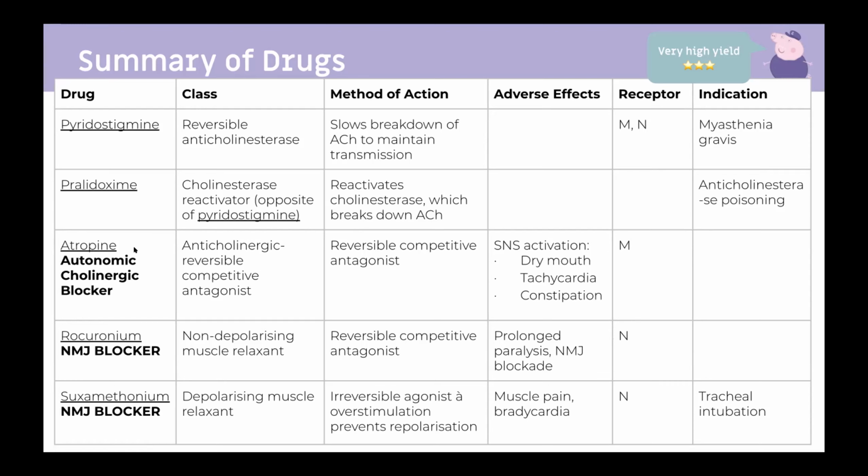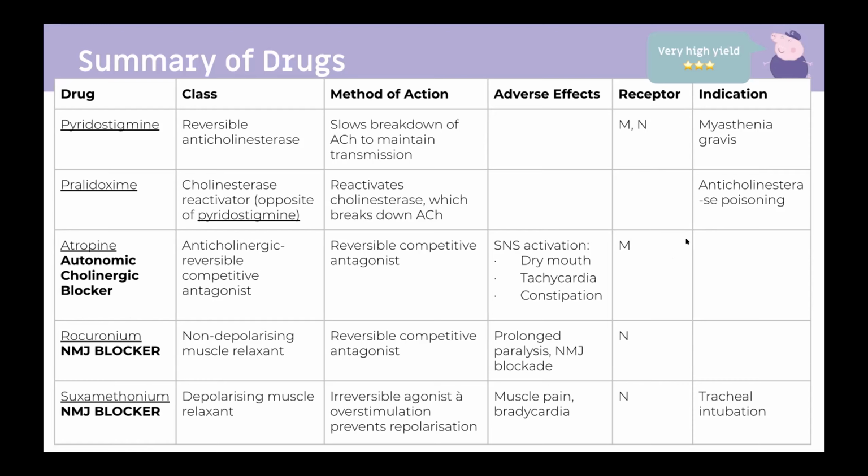Remember how, with cholinergic, you can have somatic and you can have parasympathetic, right? So atropine is going to be targeting your parasympathetic cholinergic nerves. And it's going to be a reversible competitive antagonist, kind of similar to rocuronium, except it's targeting your parasympathetic cholinergic nerves. This is often used when you basically want to stop activating the parasympathetic nervous system.